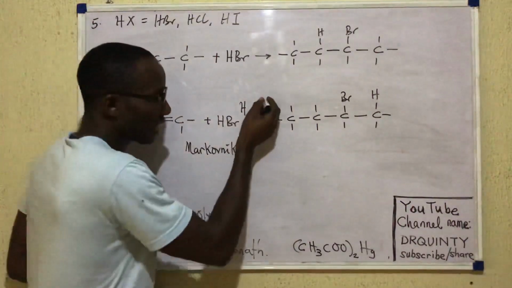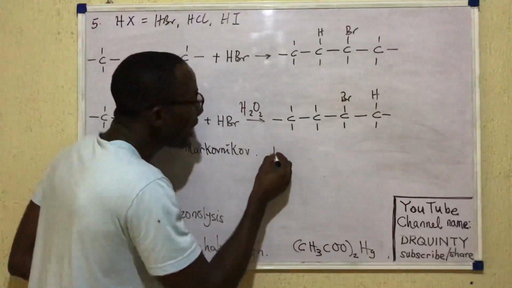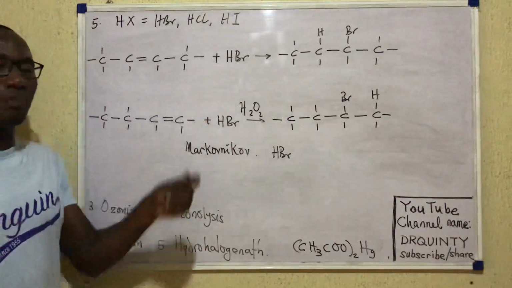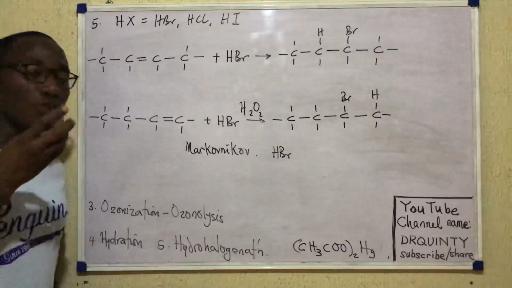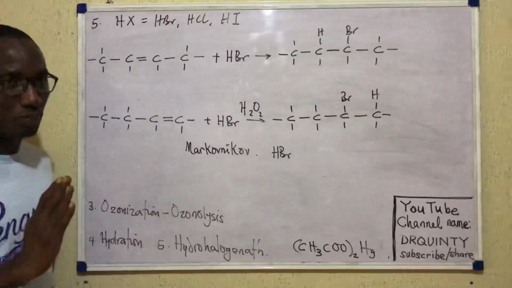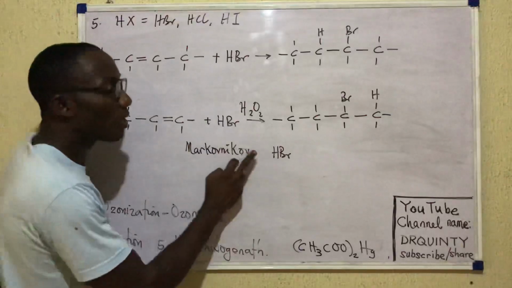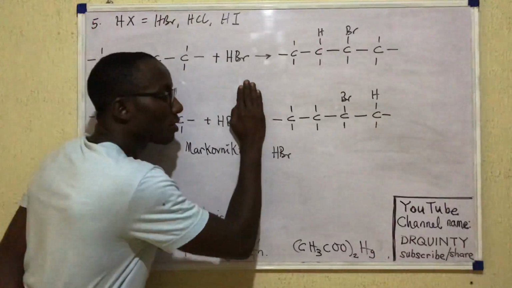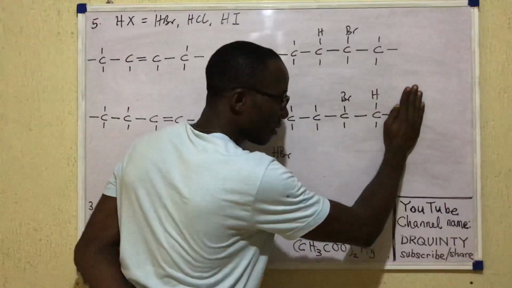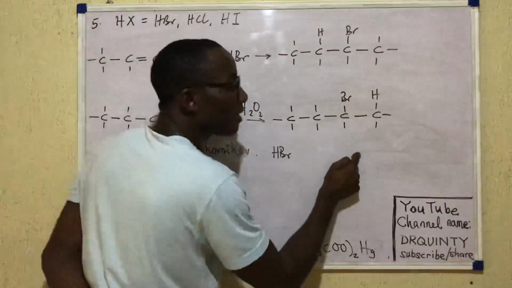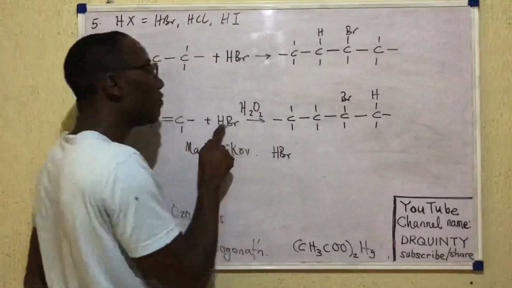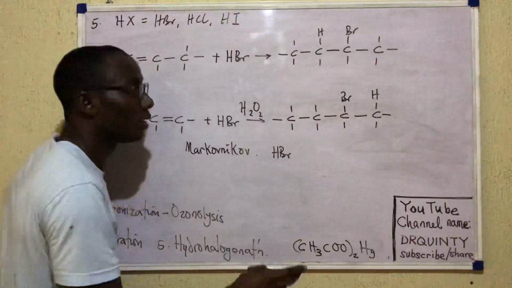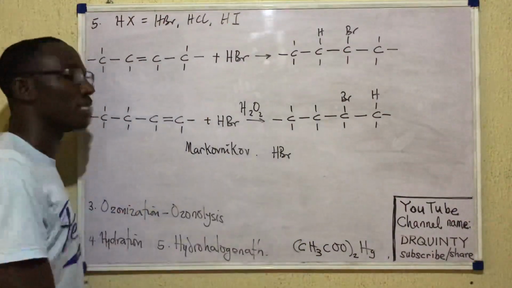The peroxide effect I just described only applies to hydrogen bromide. It doesn't apply to hydrogen chloride, doesn't apply to hydrogen iodide, doesn't apply to water. It applies strictly to HBr. So in the presence of HBr as the reagent here, with no peroxide, Markovnikov predominates. If peroxide is present, anti-Markovnikov predominates. But if you use HCl, whether there's peroxide or not, the Markovnikov product predominates.